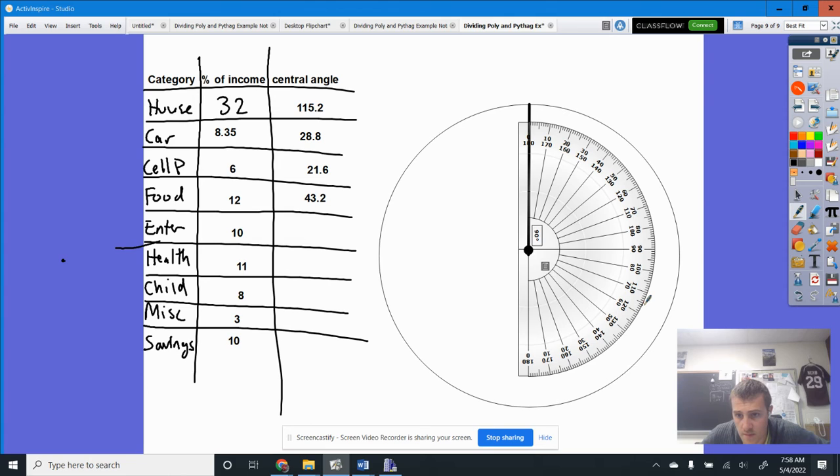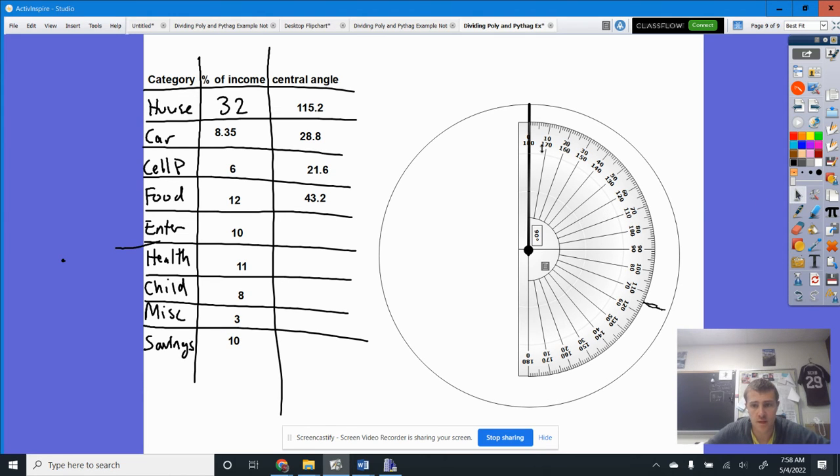115. All right, there, I marked it. There's 115, roughly. So now that I marked 115, what I could do is just keep marking the rest of these. So I could keep moving my protractor and marking them.